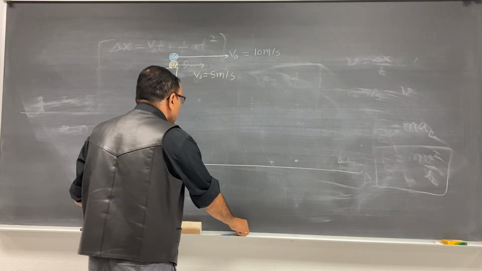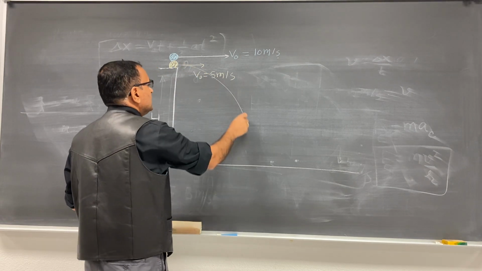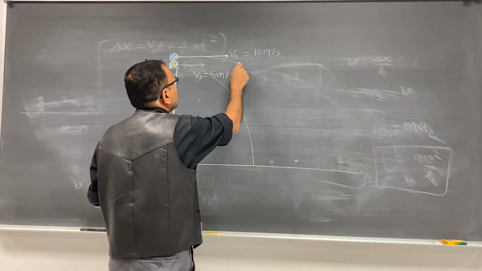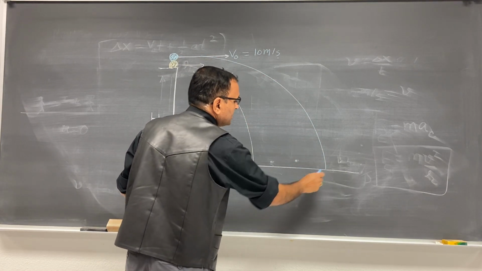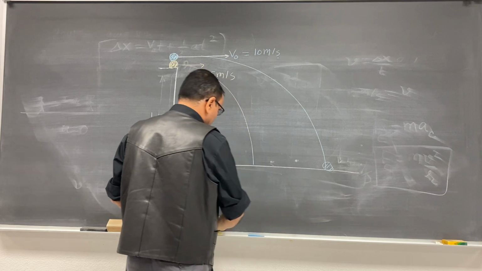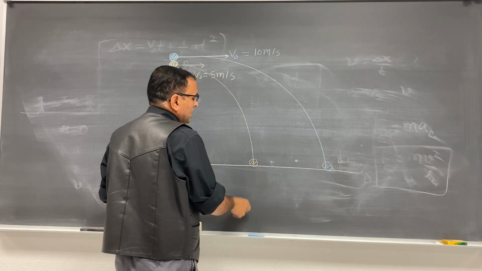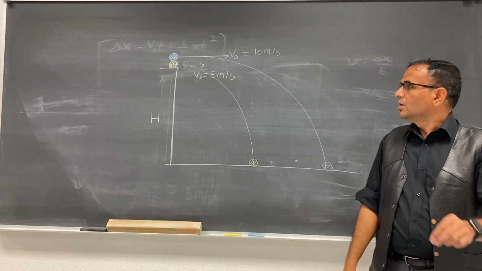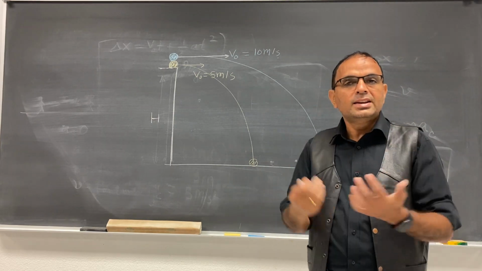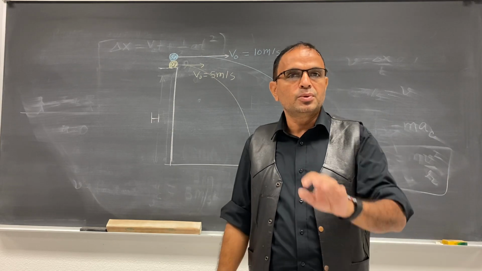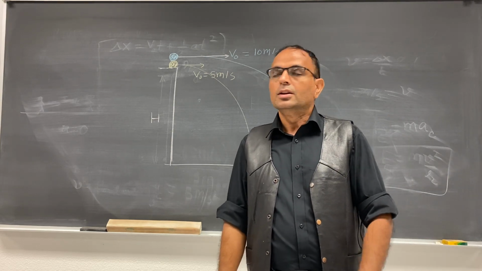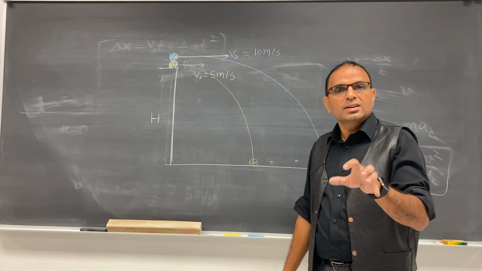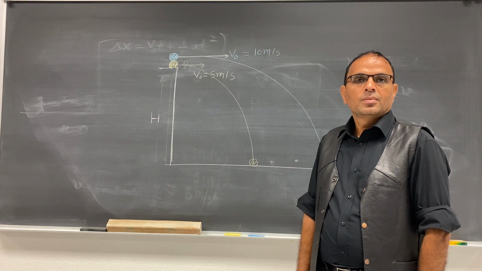What happens? The yellow one goes like this. The blue one goes like this. Okay, this is the blue one and this is the yellow one. Now my question is, which one hits the ground first, blue or yellow, or do they hit the ground exactly at the same time, if we ignore air resistance? What do you think?